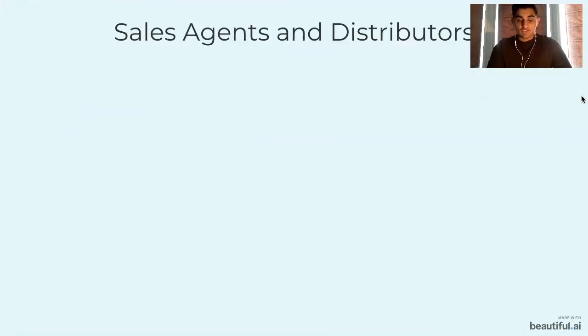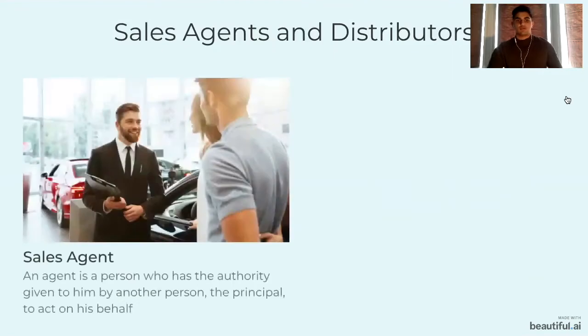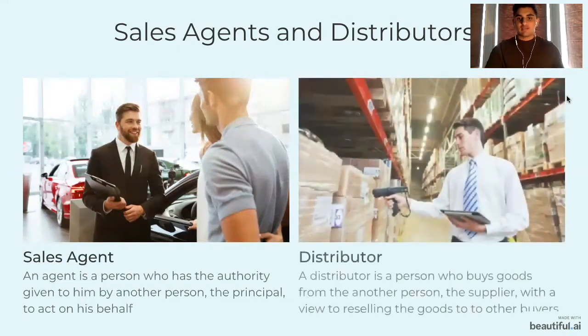So sales agents and distributors, what actually are they, right? So if you look at sales agents, an agent is a person who has the authority given to him by another person, aka the principal, to act on his behalf. And a common example of an agent would be just an employee of a company. As an employee of a company, I am the agent of my boss, and my boss is acting as the principal. So I'm under his authority and I act on his behalf as an employee. And so in this case, the agent would be the person finding the shop in Thailand, and the principal would be Alex.